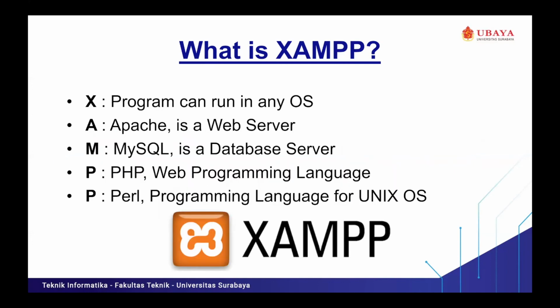So the next one is XAMPP. I know that you have used XAMPP in another course. I believe that you have understood XAMPP. Actually, XAMPP is just X, meaning a program that can run on any OS. A is Apache, a web server. M is MySQL, a database server. The first P is PHP, a web programming language, and the last P is Perl, a programming language for Unix OS. So why do we call it XAMPP? Because it runs many features.